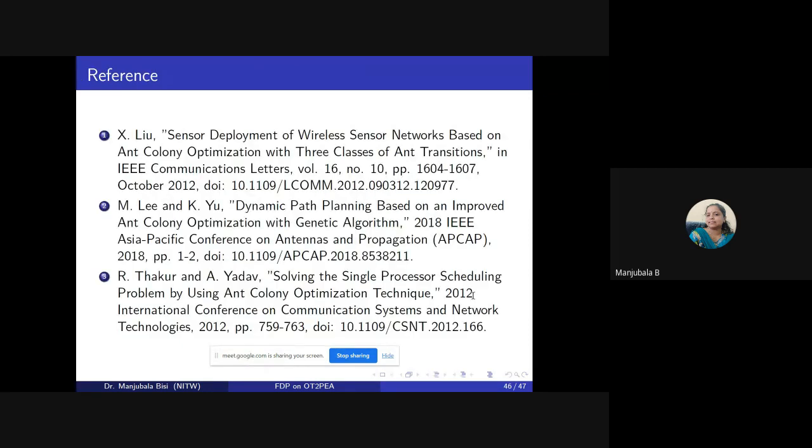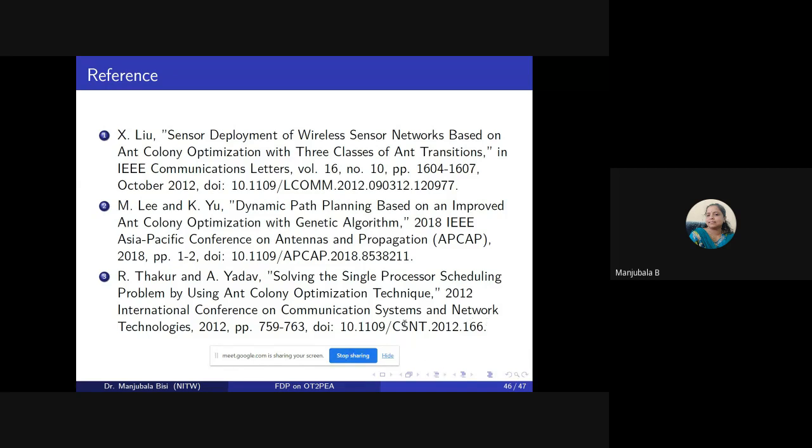These are some of the applications of ant colony optimization: sensor deployment in wireless sensor networks, dynamic path planning. Again, there are different combinations of ant colony optimization and the genetic algorithm, because these are basic algorithms, so you have to hybridize some algorithms so that you can get better solutions. This is the single processor scheduling problem using ant colony optimization techniques.